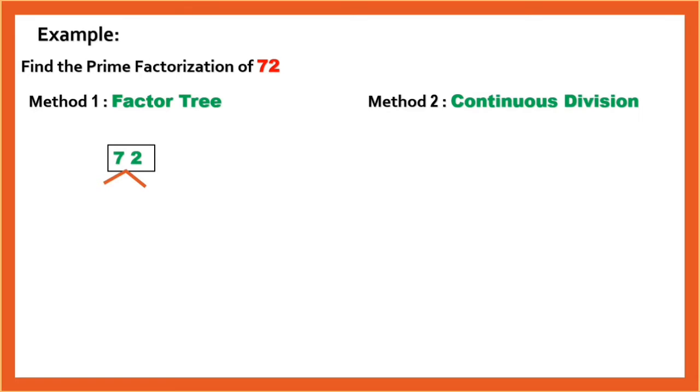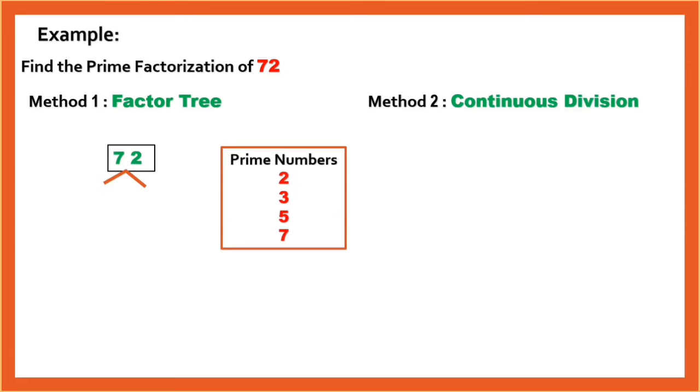Okay, this time, mag-iisip tayo ng dalawang factors na kapag minultiply ang sagot ay 72. Mahalaga na makapaglagay tayo kaagad ng isang prime number sa isang branch or sanga as one of the factor of 72. So, ano-ano ba ang mga prime numbers na madalas ginagamit sa prime factorization? Okay, ito yon. Ito ang mga madalas ginagamit na prime numbers, ang 2, 3, 5, and 7.